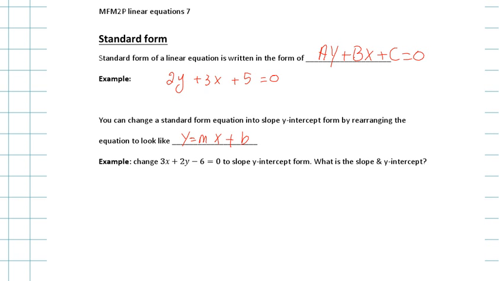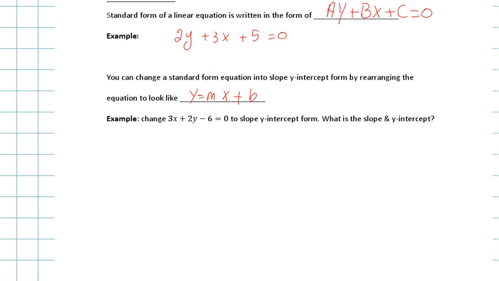We're going to look at an equation like that. You can change the standard form equation into slope y-intercept form by rearranging the equation to look like how you have written it here. Okay, so I'm going to show you how. So this is the equation. You see that this is in standard form because all of the three terms are on one side. Are you guys okay with this? Everything is to one side, and I have equal to 0.